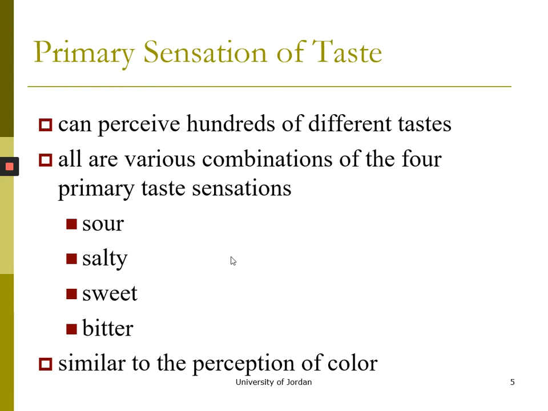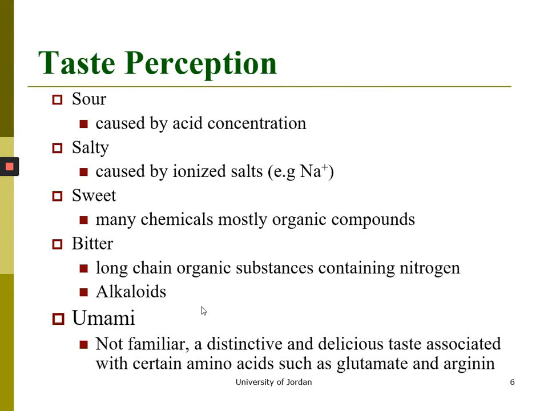We said that we have 5 primary taste sensations. All these sensory receptors are found in taste buds. The taste sensations are sour, salty, sweet, bitter, and last we have umami sensation. So for taste perception, sour is caused by acid concentration, hydrogen, and salty is caused by ionized salt like sodium and potassium.